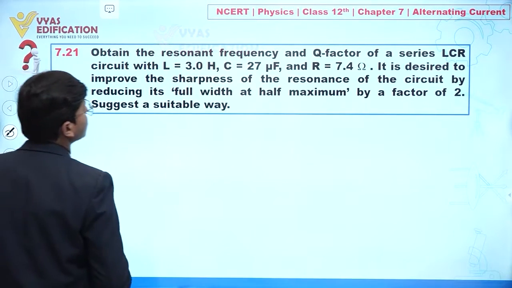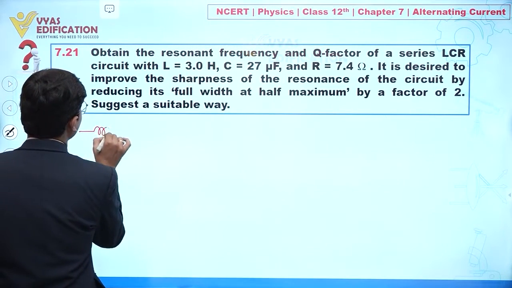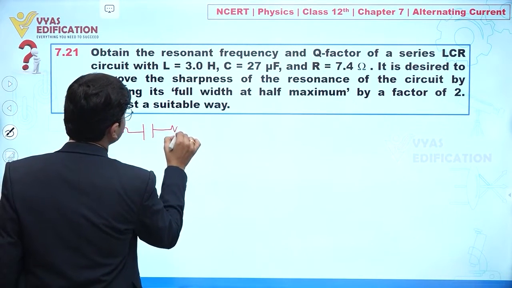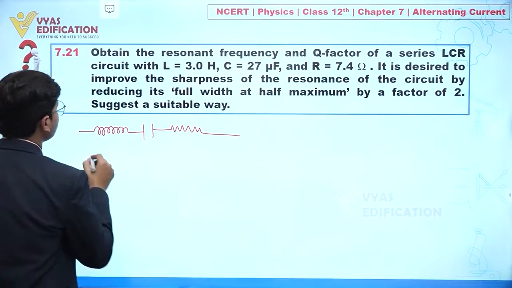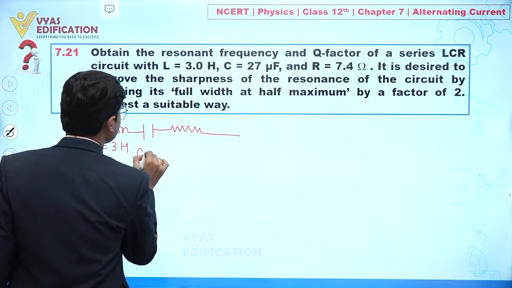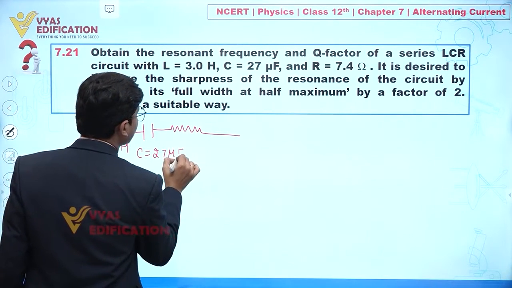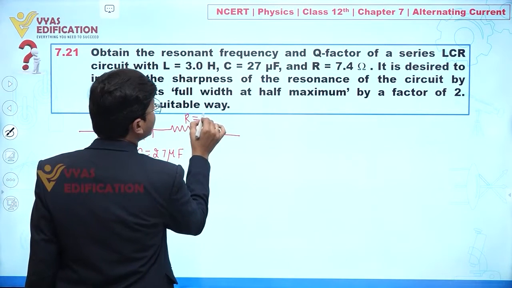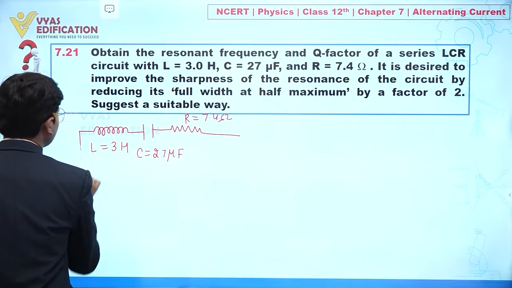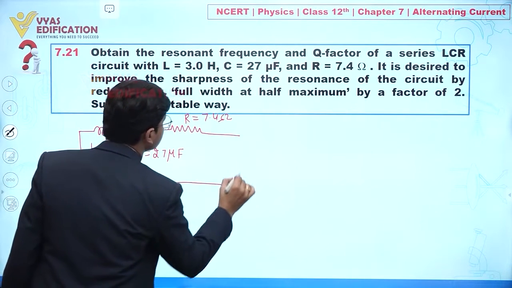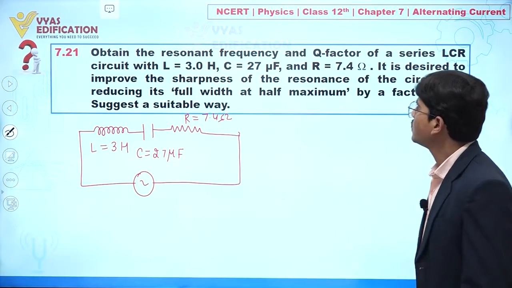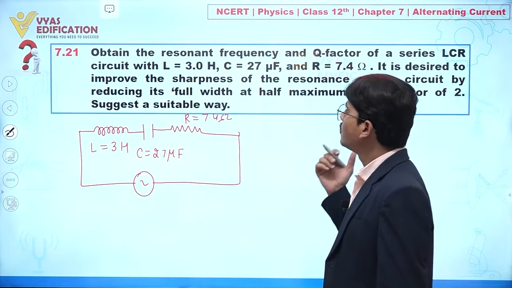Now let us try to understand. In this question we have a series LCR circuit. This is L, this is capacitor C, and this is the resistor. Clear? Values are also given to you. L is 3 Henry. Value of capacitance is 27 microfarad. And value of R is 7.4 ohm. So let's suppose it is connected with an AC source. Now our first objective in this question is to calculate the value of Q factor.